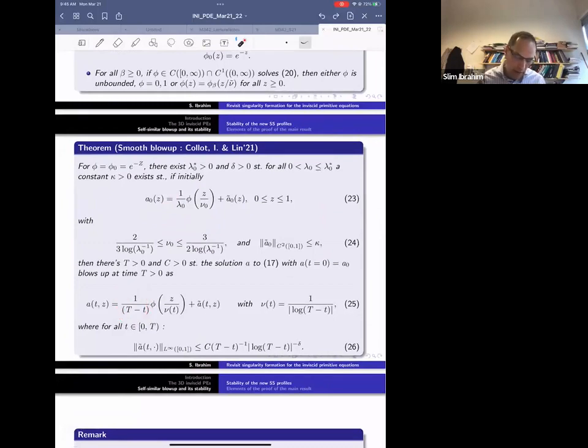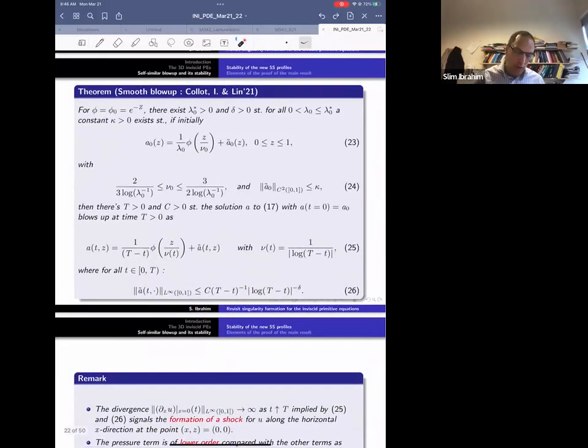1 over T minus t, and it blows up at z equal to 0 only. So it blows up at the boundary. And you have nu, where nu is 1 over log(T minus t), and we can control the error at later time, close to the blow-up time. If you divide this by T minus t, then the speed is like 1 over log. So this is the smooth case.